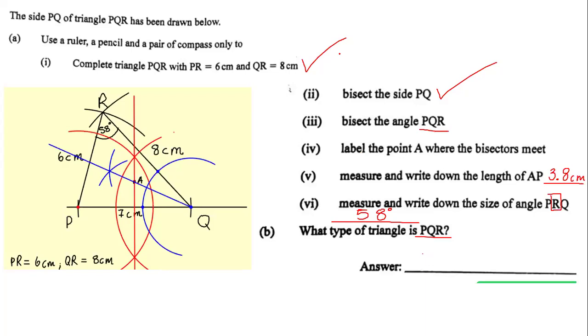Scalene, isosceles, or equilateral. All right, put I inside the chat if you think it's isosceles. Put S if you think it's scalene. Put E if you think it's equilateral. So I for isosceles, S for scalene, and E for equilateral. What type of triangle is this that we have? Let me see what y'all have.